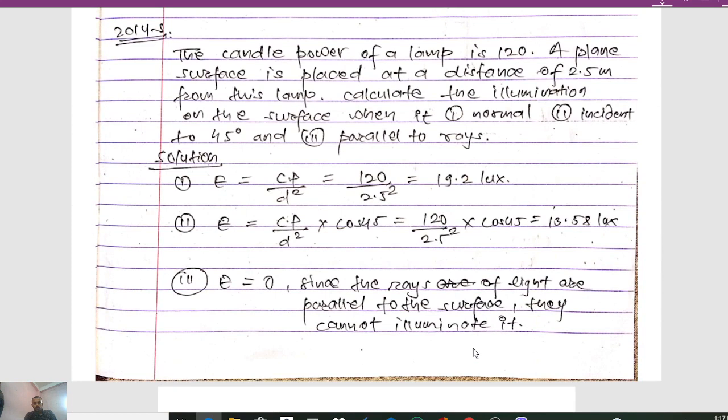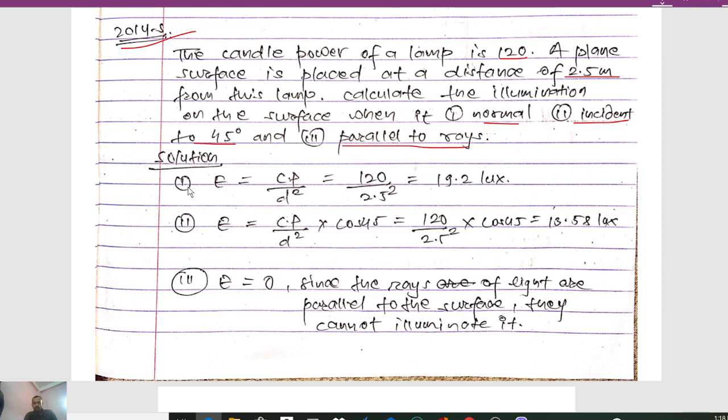And now here we have a numerical which was asked in a previous examination, and let's see this. The candle power of the lamp is 120, so 120 candle power is given here, and the plane surface is placed at a distance of 2.5 meters from this lamp. Calculate the illumination on the surface when it is normal, second when it is incident at 45 degrees, and third when it is parallel to the rays.